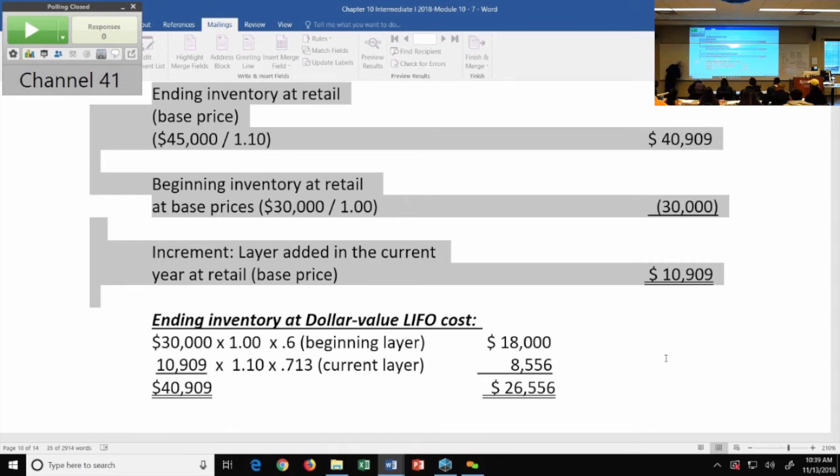and see if I can put this into a different format, make it a little cleaner. So now if you have dollar value LIFO retail, you've got the beginning layer at 30, then you have the 10,909, and you have the ending at 40,909. This represents retail inventory at base year.